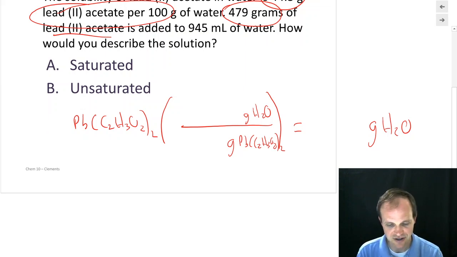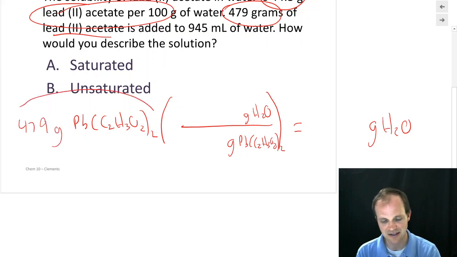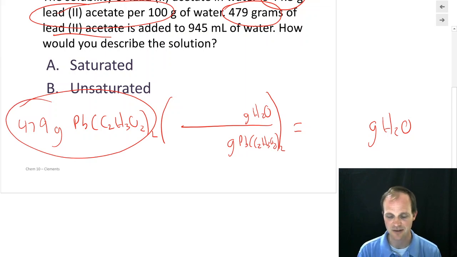Okay. So what did I actually start with? I actually started with the 479 grams of lead 2 acetate. That's my reality. Reality always goes out here in these kind of problems, and theory always goes in here.